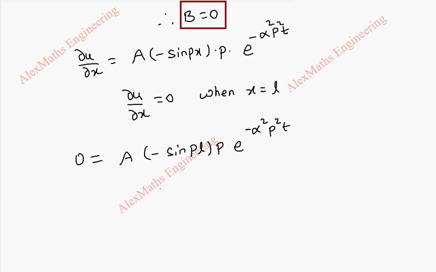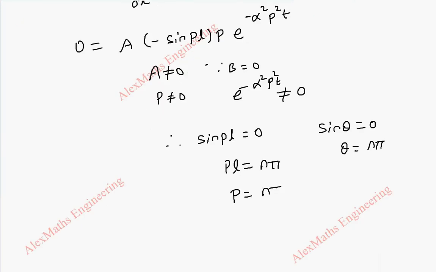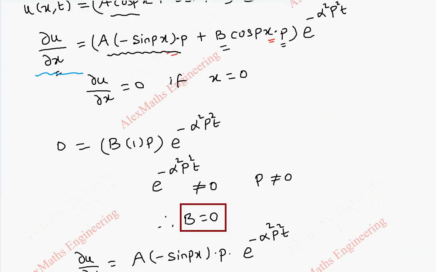And here already B was 0, so A definitely is not possible to be 0. Since B is 0, A cannot be 0. And p also is not possible to be 0. And e^(−α²p²t) exists for all values of t, and this is not equal to 0. So the only option left is that sin pL must be 0. That is, when sin θ is 0, θ is equal to nπ. So pL = nπ and p = nπ/L. So we are going to substitute that in our solution.